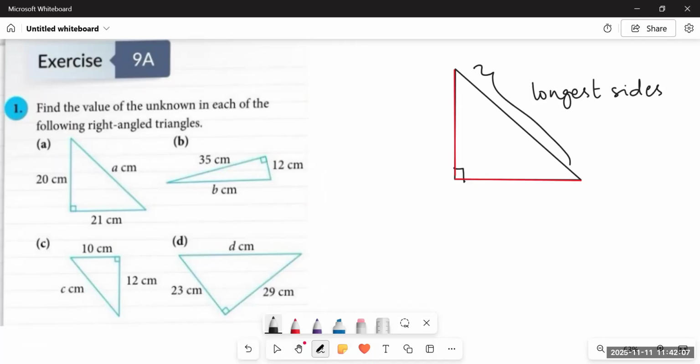The longest side, which is opposite to the 90-degree angle, is always the hypotenuse, whatever right angle triangle it is. Okay?